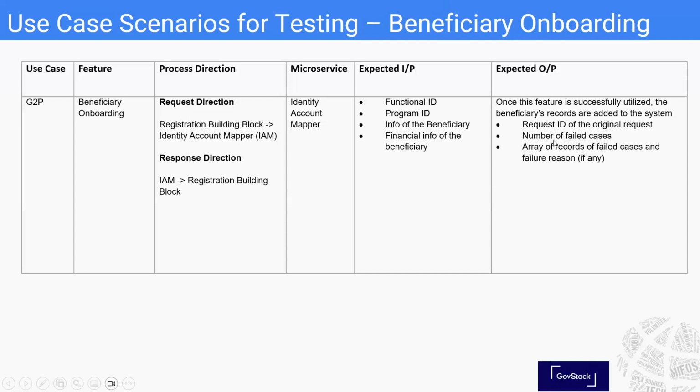If a record is successfully validated and created in the identity account mapper, then that is not responded back in the responding API. However, it creates a report of all the cases that failed, shares the number of them, and then also shares their details in an array. And we'll see that this is included in the API body.